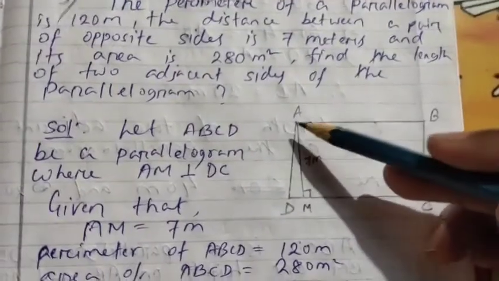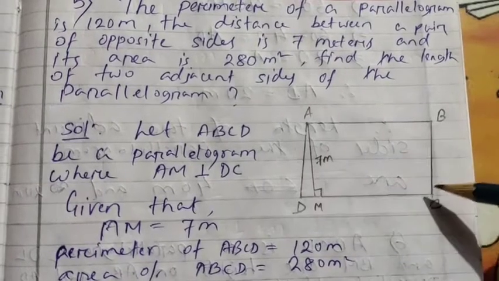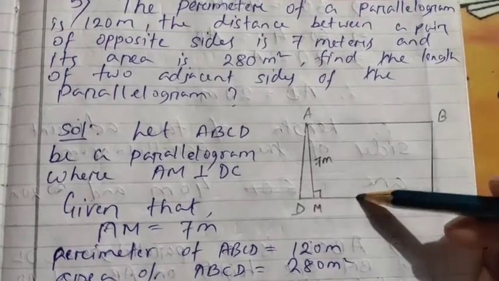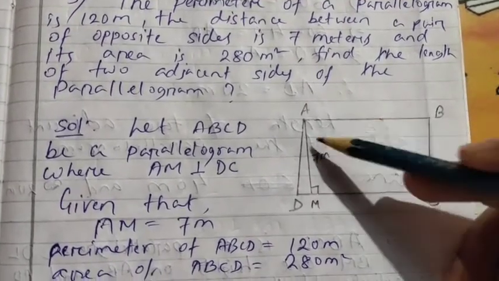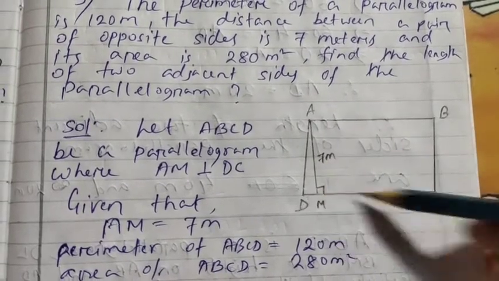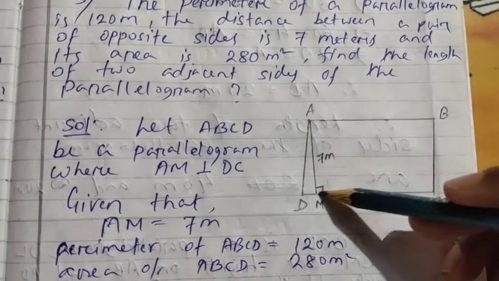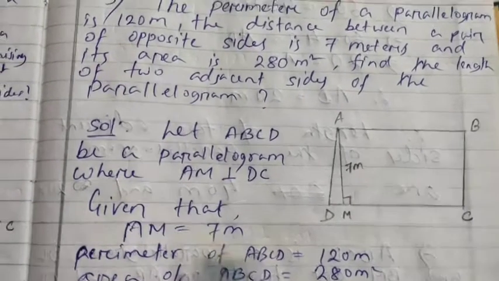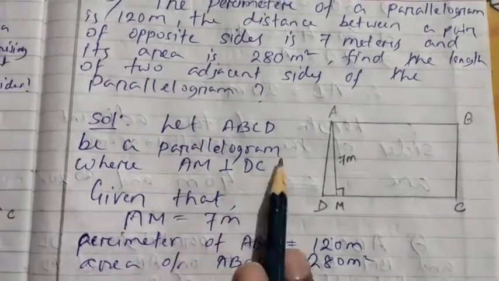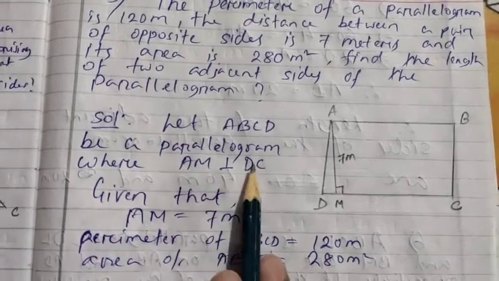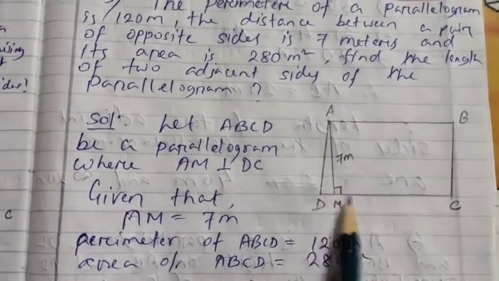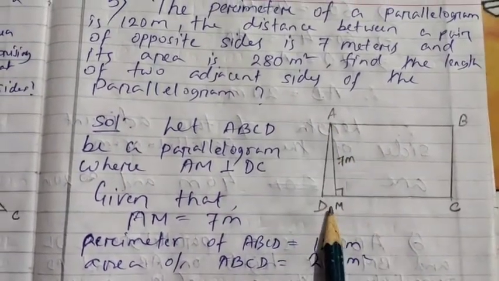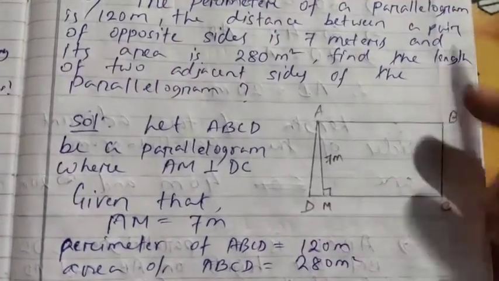So in this case we considered AB and CD as the two opposite sides, and if we draw AM perpendicular on CD, that means AM will be the distance between AB and CD, and it is given as 7 meters. So let ABCD be a parallelogram where AM is perpendicular to DC. Why do we take AM perpendicular on DC? Because the perpendicular distance is actually the main distance between two things.